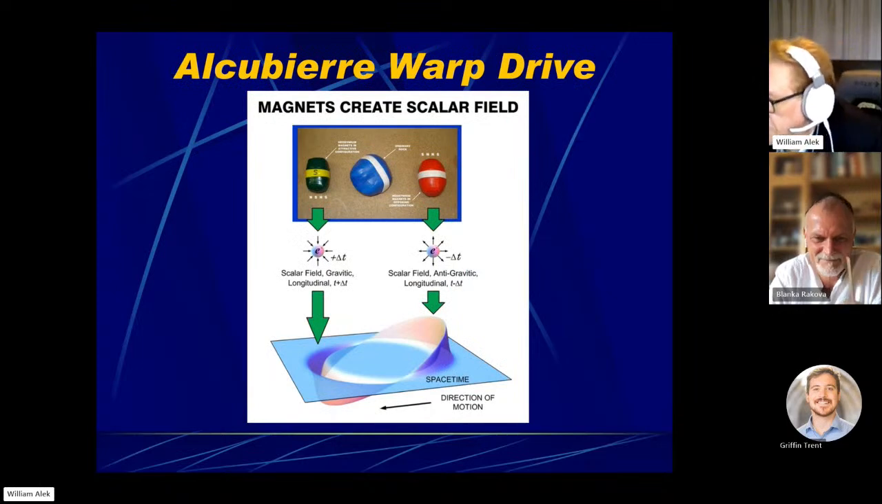Because when you show these rocks in the attractive configuration and the opposing configuration, guess what? You can build a warp drive with this. Because magnets bend space-time. They not only produce their magnetic field, but they also bend space-time, so you can build an Alcubierre warp drive using these magnets and these various configurations. And this is how you do it.